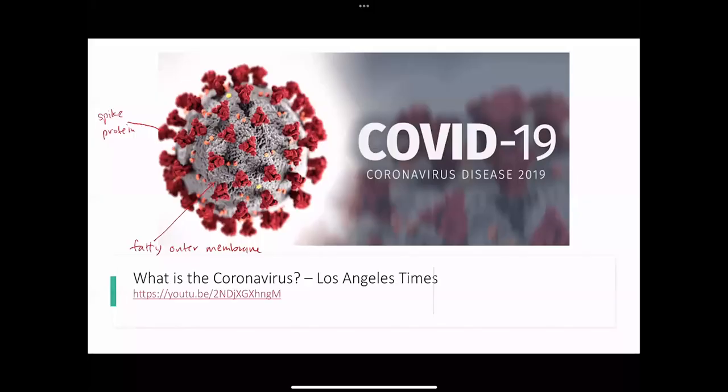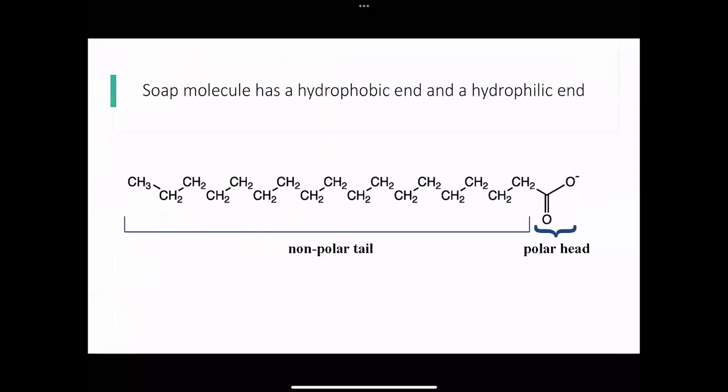This is coming from the name of the virus, coronavirus, and originating in the year 2019. So the VID part in 2019 is COVID-19, same thing as coronavirus. So let's talk about soap.